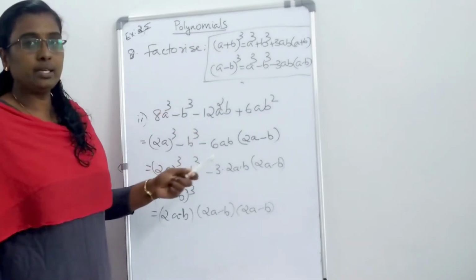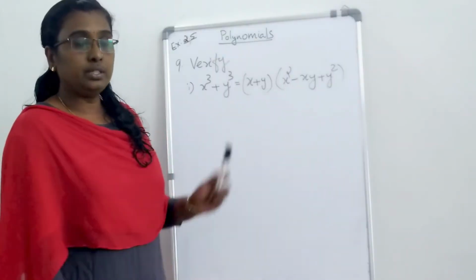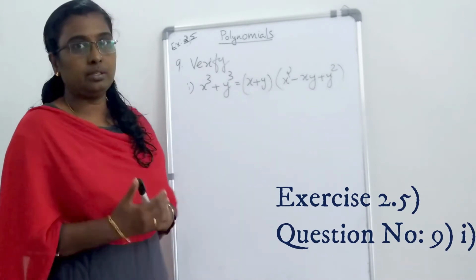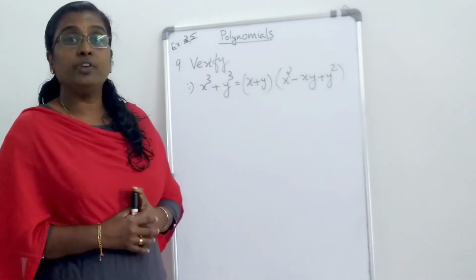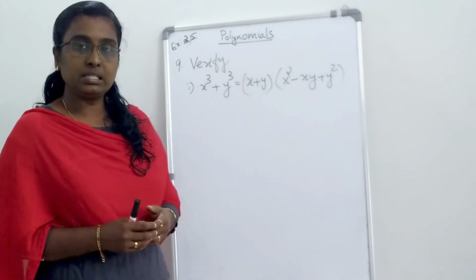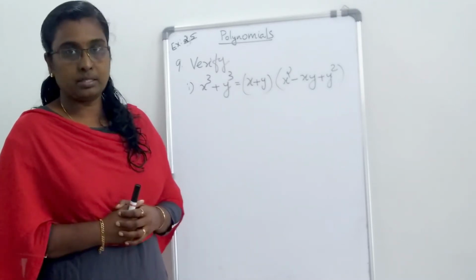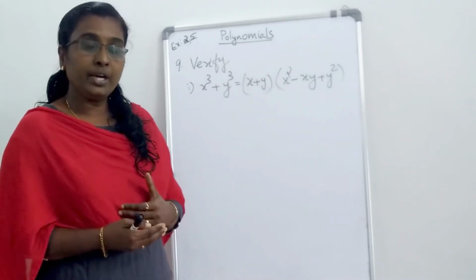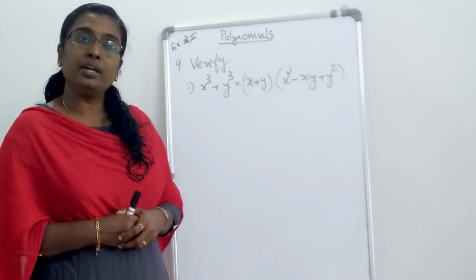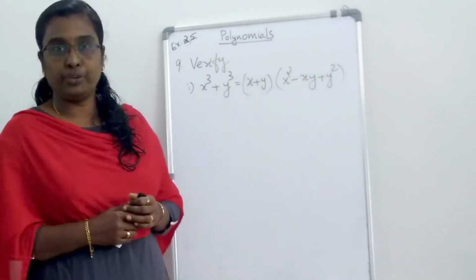Okay. 2 more questions are there. You can do those questions in this way. The next question, the 9th one, is verify this equation. How can we verify an equation? Either we simplify LHS and RHS separately, then compare LHS and RHS, or while simplifying LHS we get RHS, or while simplifying RHS we get LHS. In any one of these ways, we can verify the equation.